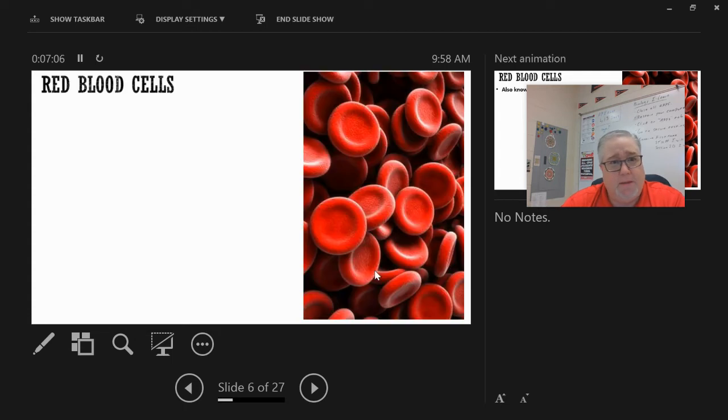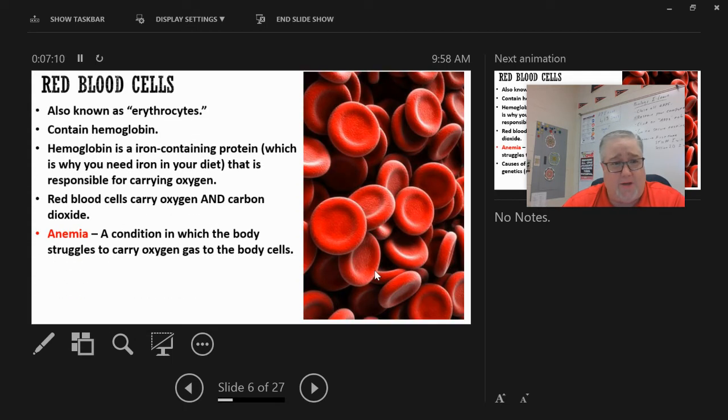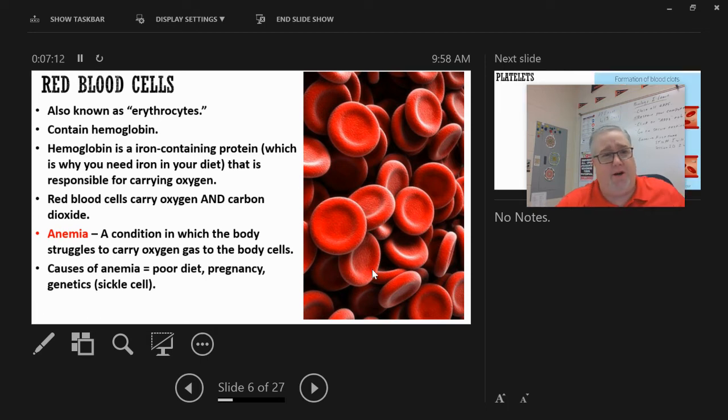Okay. Now, red blood cells, we probably have some idea what they do. Again, we've talked about them a couple times this year. But your red blood cells are also known as erythrocytes. It's the fancy scientific word for them. But red blood cells contain a protein called hemoglobin. We call it an iron-containing protein because it does contain iron in it, which is one big reason why we have to have iron in our diets.